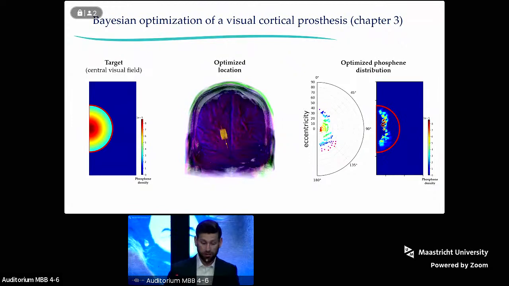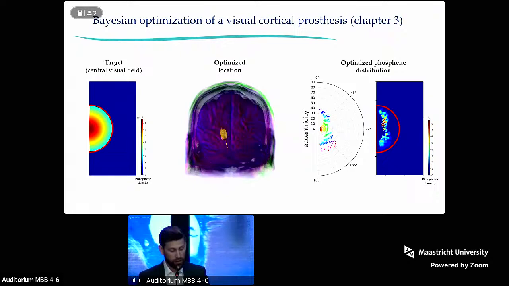The distribution is rather patchy and non-uniform. We think this might be due to the shape of the electrode that we use. So perhaps if we can design electrodes that nicely follow the curvature of the brain, you could get closer to the ideal phosphene distribution.